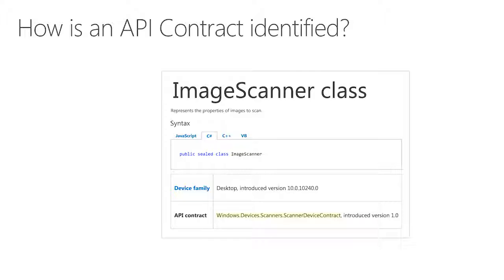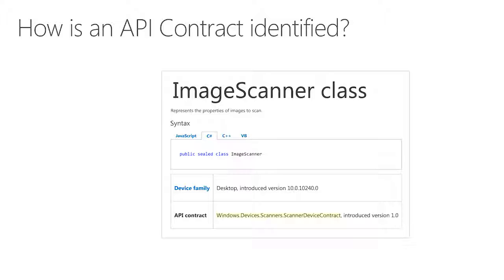Now, there's a lot of terms going on here, and we're talking about contracts and extension SDKs and device families, and so it can get, I'll be honest, a little bit confusing when you're trying to dissect, well, what can I use where? And the great thing is the documentation is really powerful here, and so when you look up these API contracts, you're going to see that it's very clear.